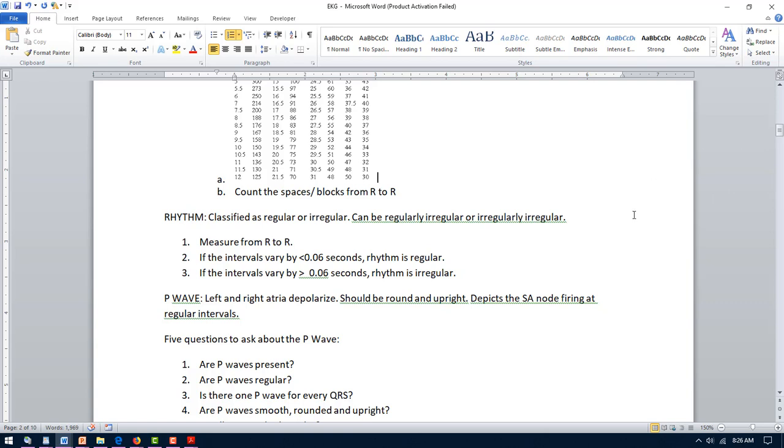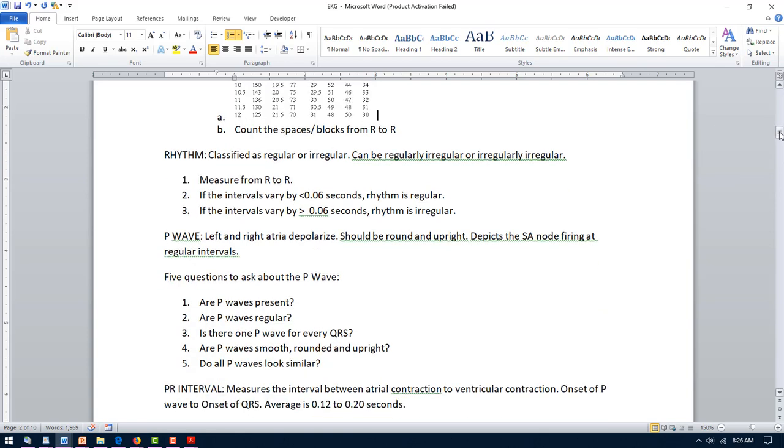contract. So the way to determine if it's regular, we are just going to look from the R wave to the R wave. We can do this by taking a piece of paper and marking the first 2 or 3 R waves, and then march it out and see if they match up.